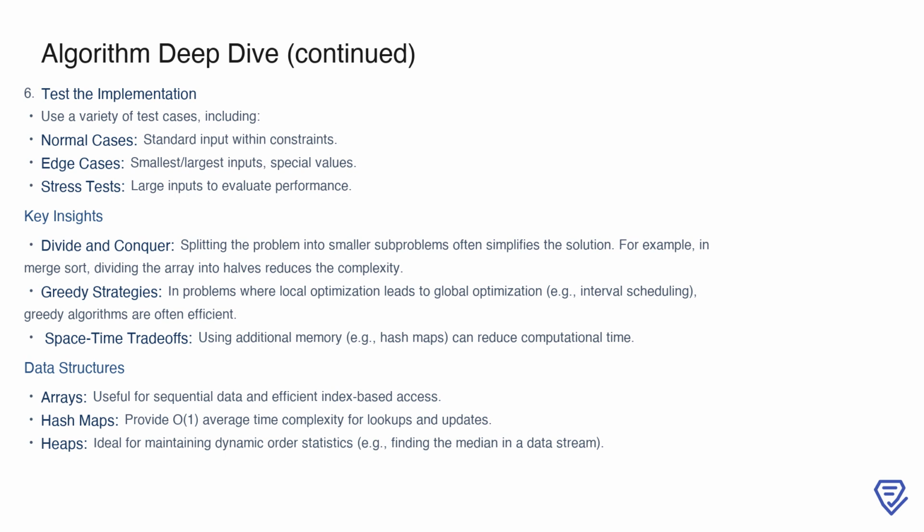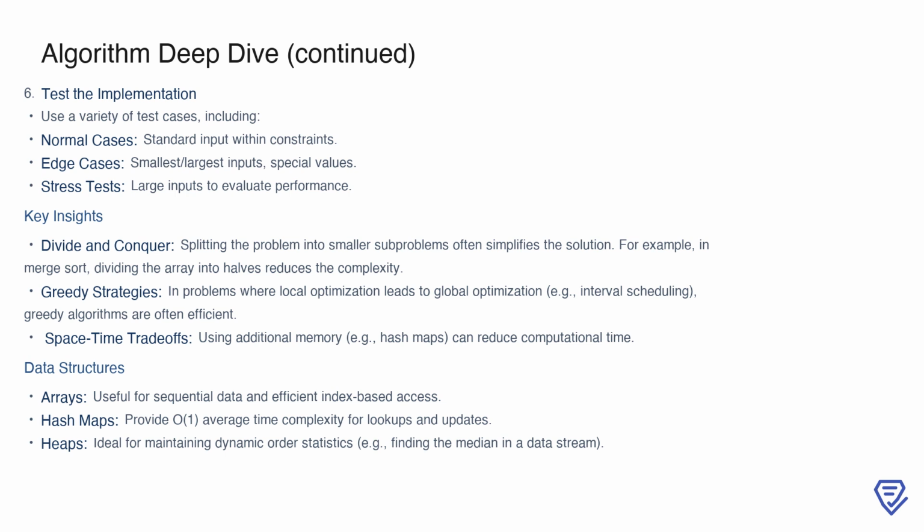Key insights can also guide your approach to problem solving. For example, divide and conquer algorithms simplify problems by breaking them into smaller subproblems, as seen in merge sort. Greedy strategies work well in scenarios where making the best local choice leads to the optimal global solution, such as interval scheduling. Additionally, it's important to consider space-time trade-offs. Using extra memory, such as hash maps, can reduce computational time, which might be essential for meeting performance constraints.